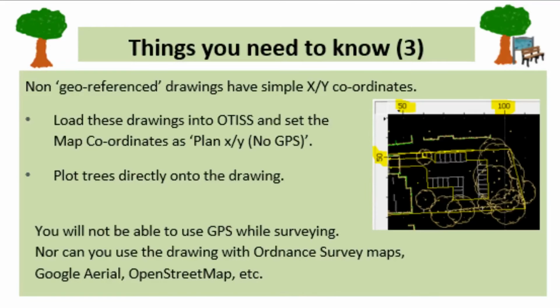If you've got a non-georeferenced map, it just has simple XY coordinates. You can still load these into OTISS and you select the map coordinates as plan XY. But you will not be able to use GPS while you're surveying, nor can you use this map with Google Maps or OpenStreetMap, but you'll still be able to plot trees directly onto the drawing.